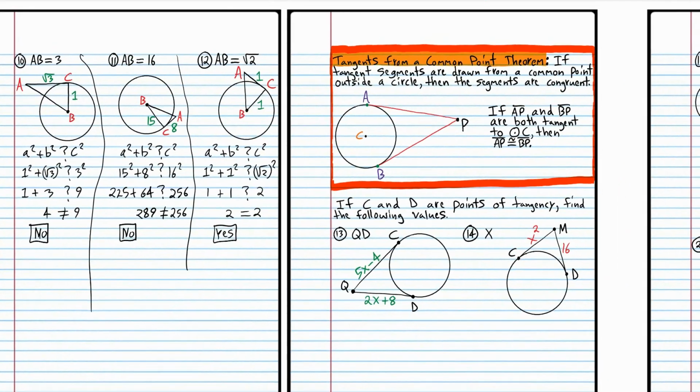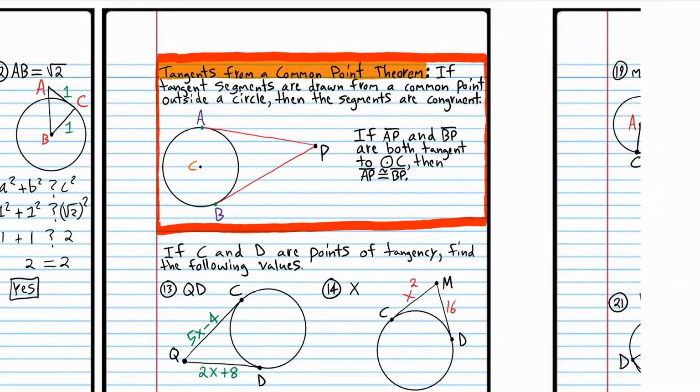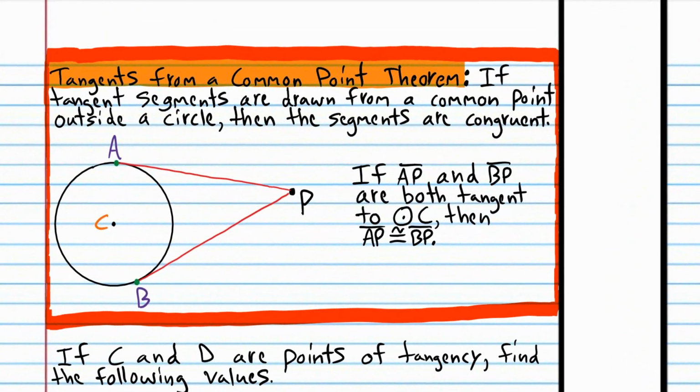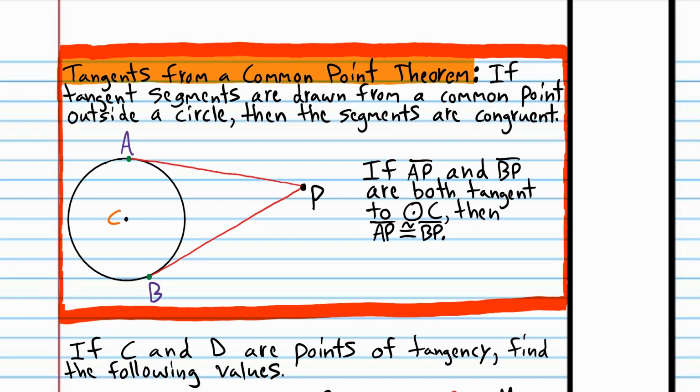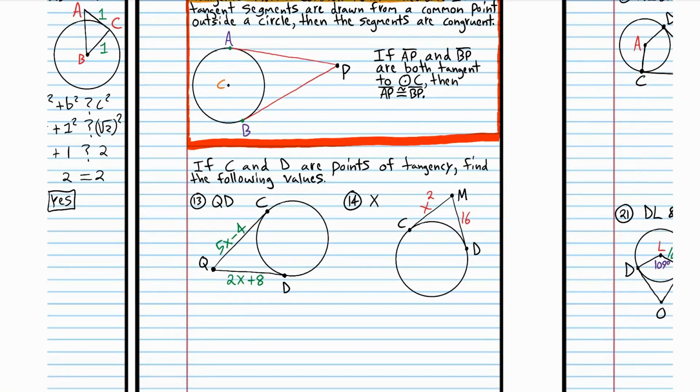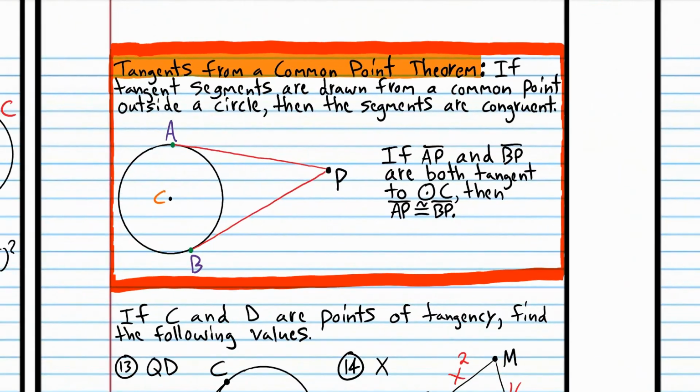So now we're going to learn another tangent theorem. This is called the tangents from a common point theorem. So if you have two tangents that are drawn from a common point, and you know that they're both tangent to the circle, then that means that the length of this segment is the same length as the segment BP. So it's a pretty easy theorem there. You can take a screenshot if you want.